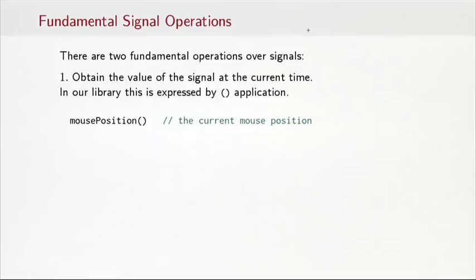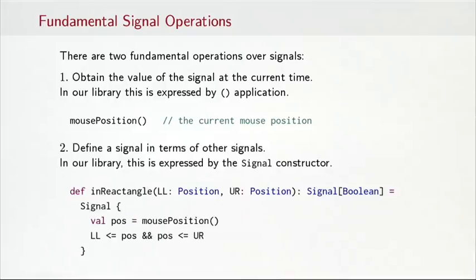There are two fundamental operations over signals. First, I can obtain the value of a signal at the current time. In our FRP signal library, that's expressed by applying the signal to an empty parameter list. So mouse position, open parens, close parens would give us the mouse position at the current time. The second fundamental operation is to define a signal in terms of other signals. In our library, that's expressed by the signal constructor.